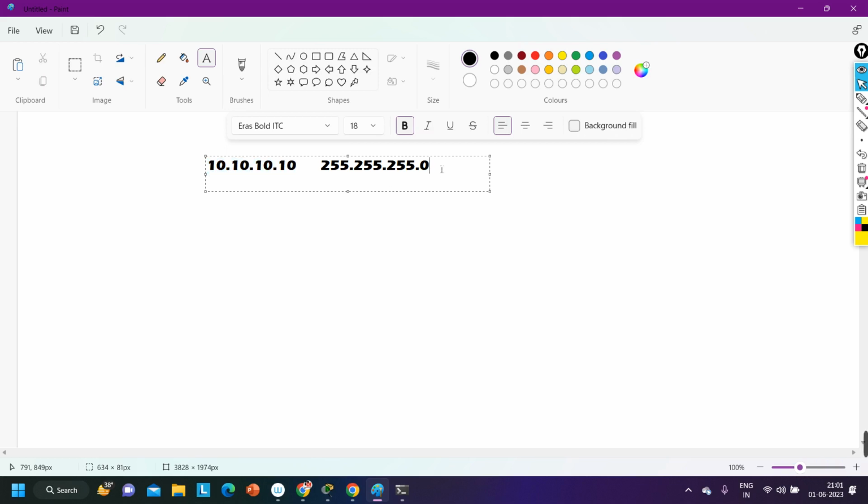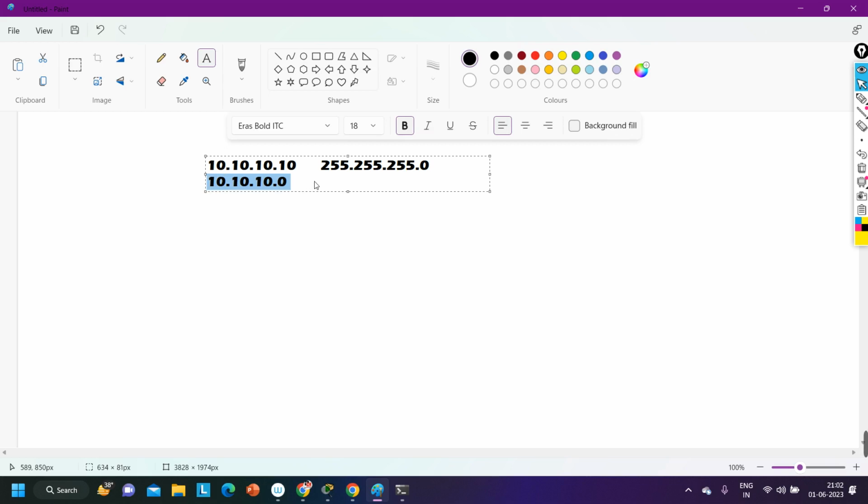If you are saying 10.10.10.10 is the valid IP address, and the network ID is 10.10.10.0, where the last bit is 0, this is the network ID. So how do you calculate this network ID, brother? By looking at the subnet mask.